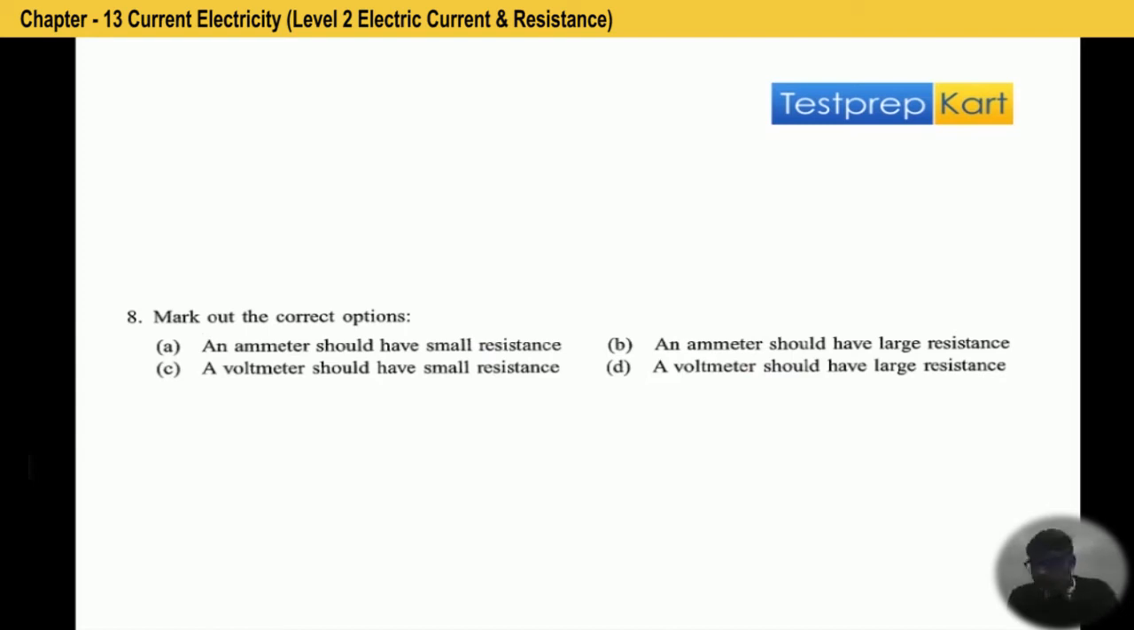Next, question number 8. Mark out the correct option. An ammeter should have a small resistance, it is right. A small shunt resistance should be there. An ammeter should have large resistance, it is not correct. A voltmeter should have a small resistance, it is not right. There must be a large series resistance. So options A and D are correct.